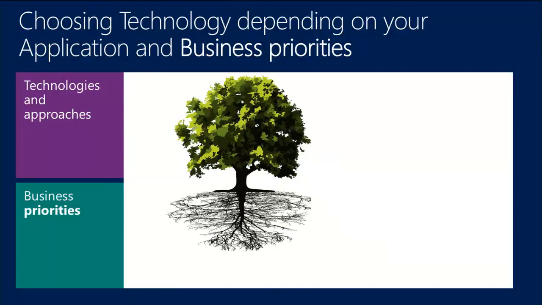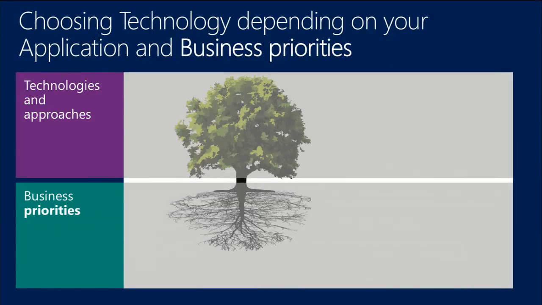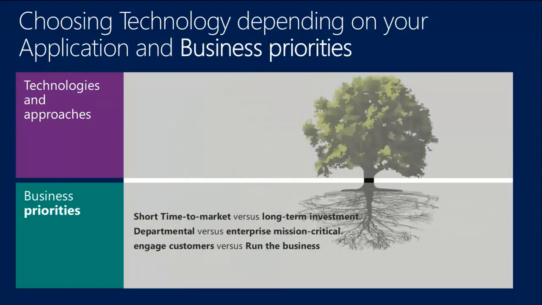When we are going to start a development project, we must think about the technologies we want to use. I always compare that to a tree, where the tree is not just what you see, but it is based on its roots. To me, the roots of the tree are the business priorities of your application. You have to think about those business priorities before selecting any approach or any technology.